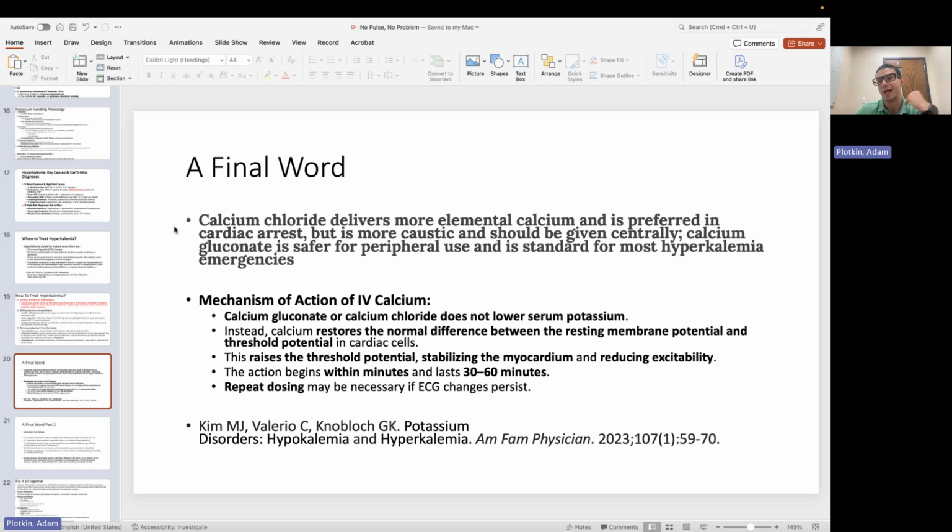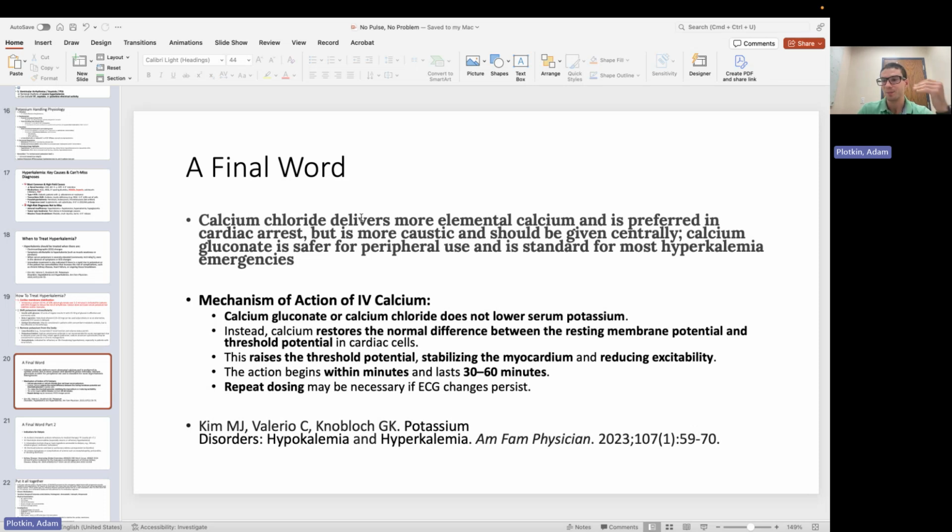And in real life, we have to give calcium chloride via a central line because it's very caustic, and that is our go-to for cardiac emergencies, right? Cardiac arrest. But calcium gluconate can be given via a peripheral line and is really the standard for most hyperkalemia. Calcium chloride is the go-to for cardiac arrest because it delivers more elemental calcium.